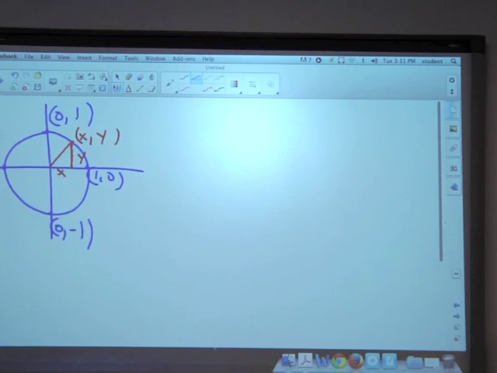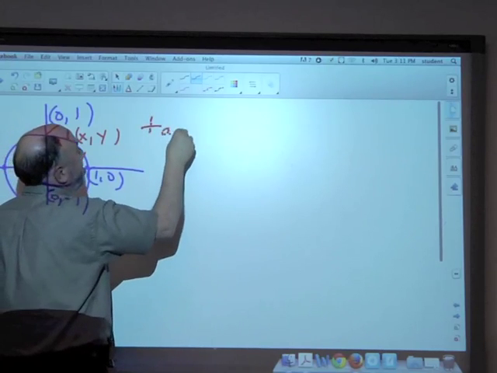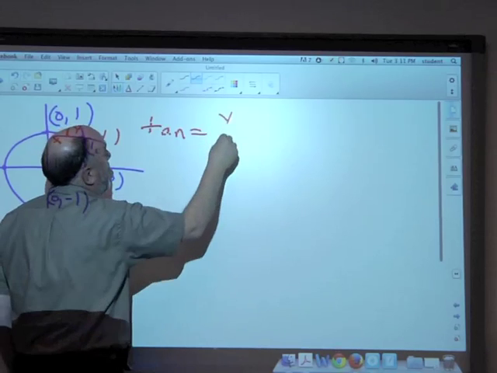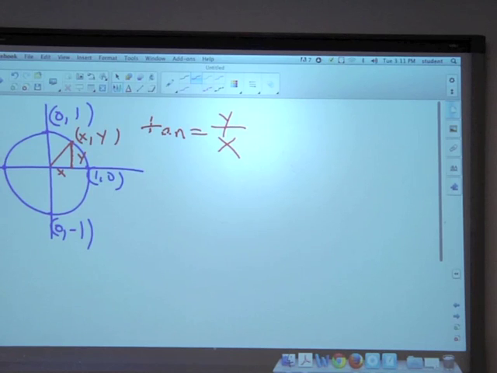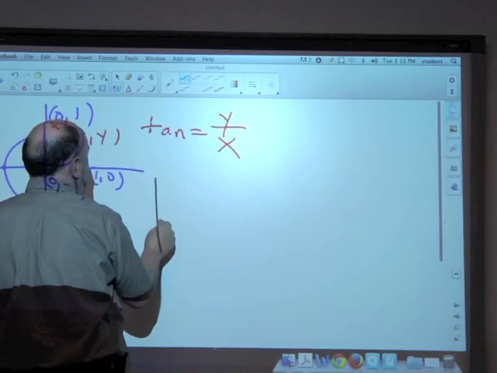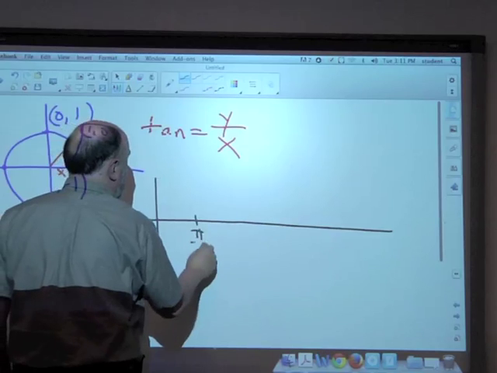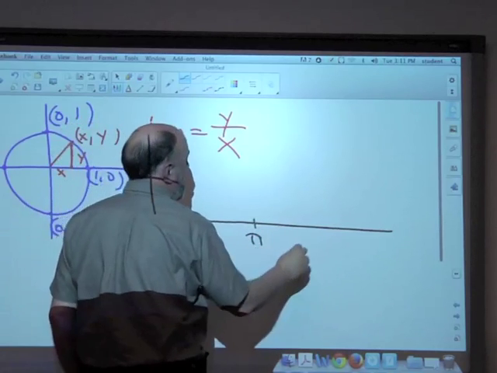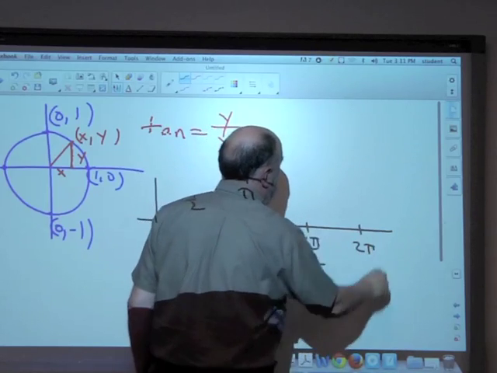But given this triangle, as we saw before when we did the trig functions in terms of x's and y's and r's, we got that tangent is going to be given by y over x. Okay? Yep. If I look at what I know so far in regards to my points, we got pi over 2, pi, 3 pi over 2, and then, okay?